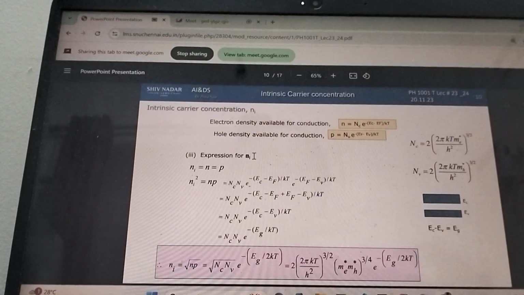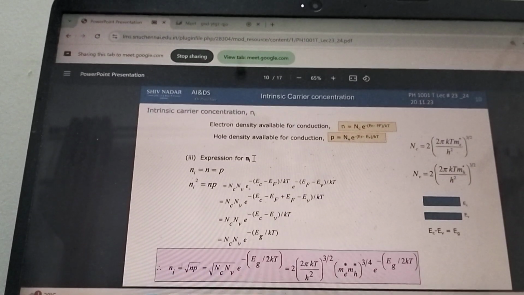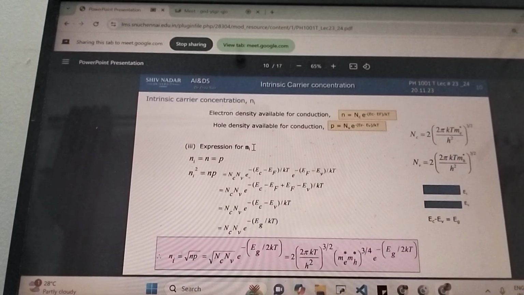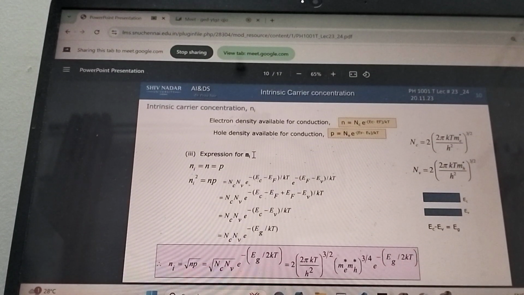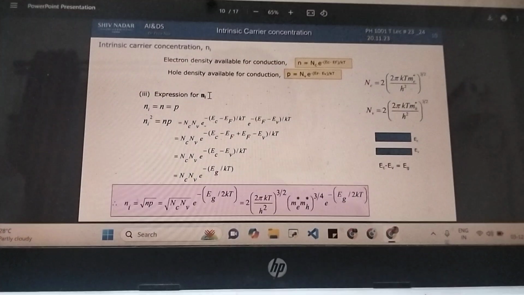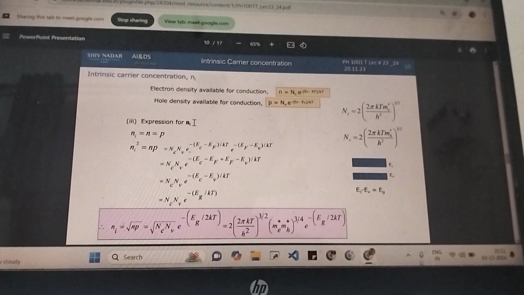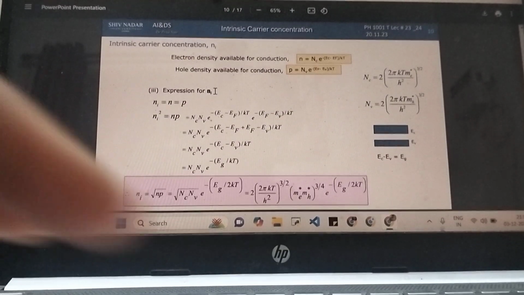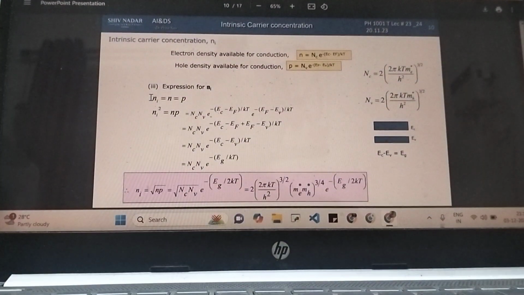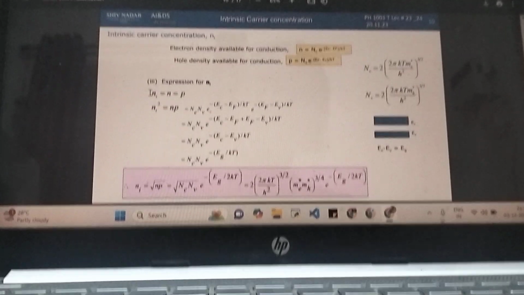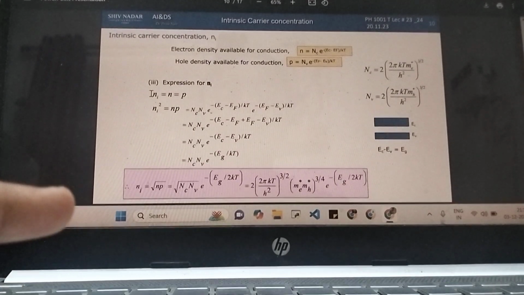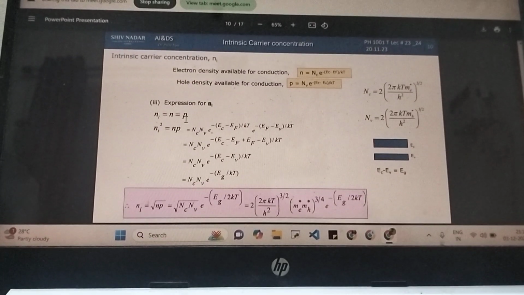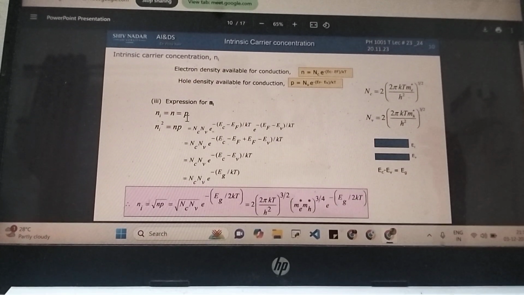Now Ni is the number of charge carriers, meaning the number of particles which are capable of conducting electricity. Now in a pure semiconductor, what are the particles which are capable of conducting? Electrons as well as holes, both are capable of conducting electricity. So the number of intrinsic charge carriers is equal to the number of electrons is equal to the number of holes. Ni equals N equals P, because it is actually an electron-hole pair which leads to conduction.